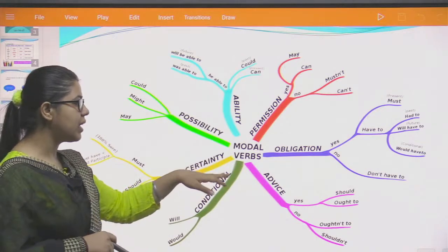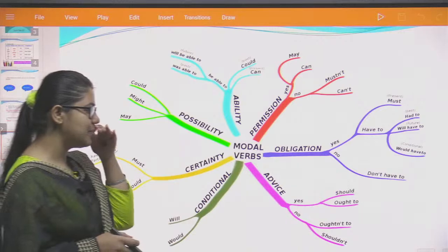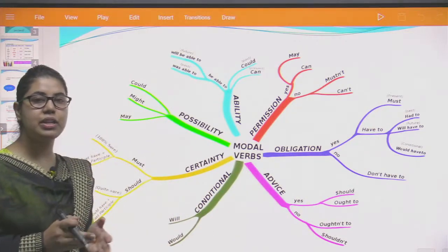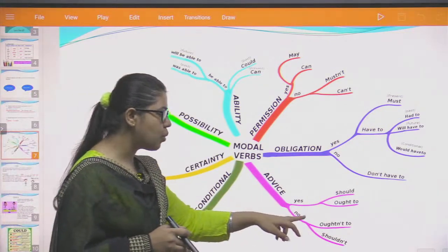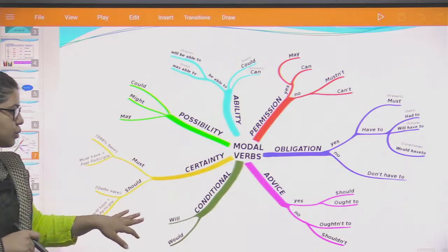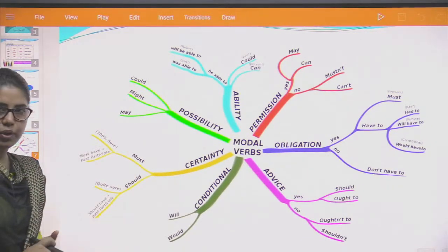Okay, exactly same we have here advice. So to show the advice in a sentence, I can use should and ought to. Okay, with the different function, with the different purposes, but I can't use oughtn't to and shouldn't. Okay, now let's see here, student, to show the condition in a sentence, I can use will and would here.